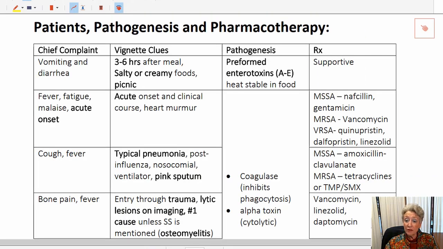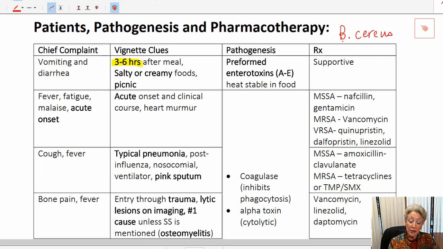When we think about the different scenarios that can be made into case histories with Staph aureus, you'll see that it's really a huge list. Staphylococcal food poisoning is special because it causes onset of vomiting and diarrhea within 3 to 6 hours of a meal. There's only one other thing that will cause this rapid an onset after a meal, and that, of course, is going to be Bacillus cereus.